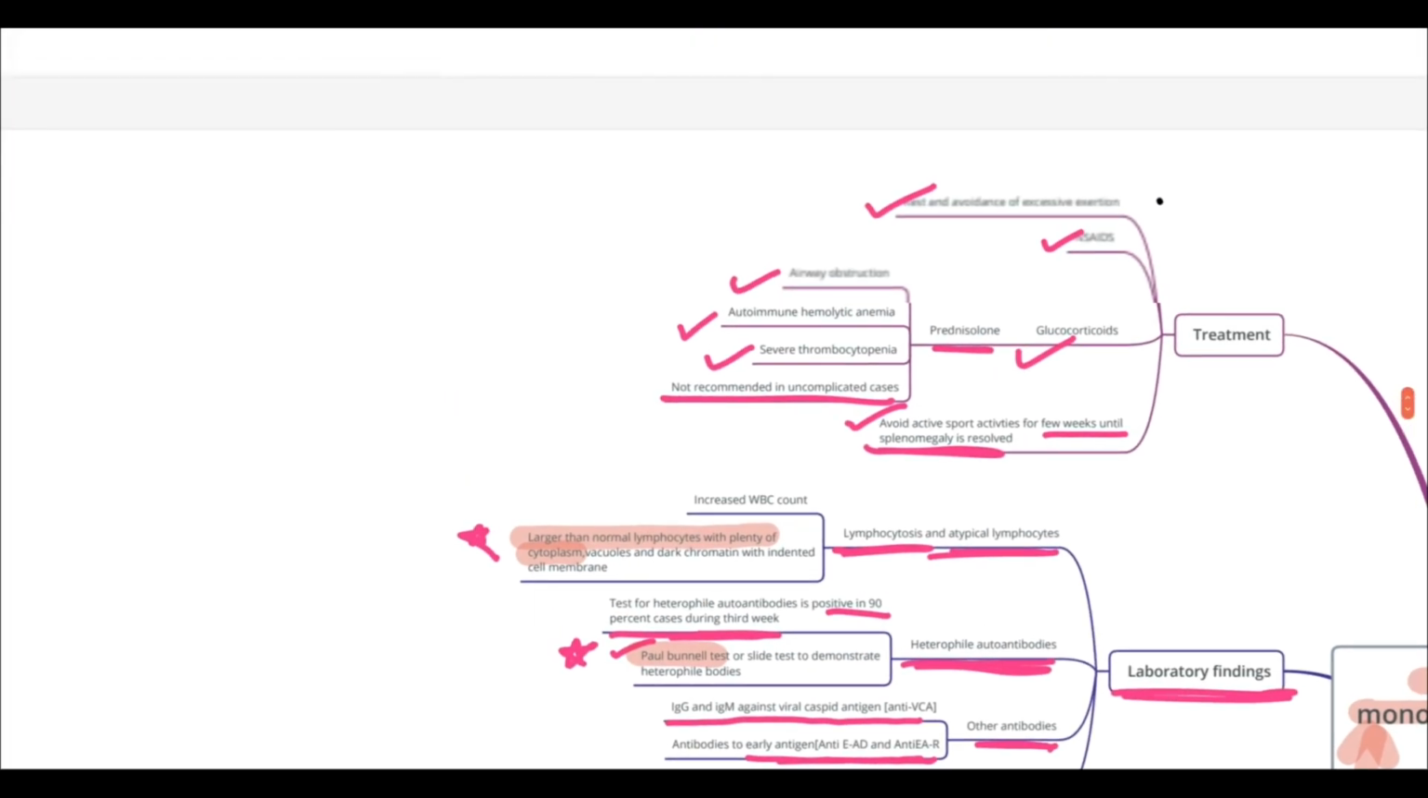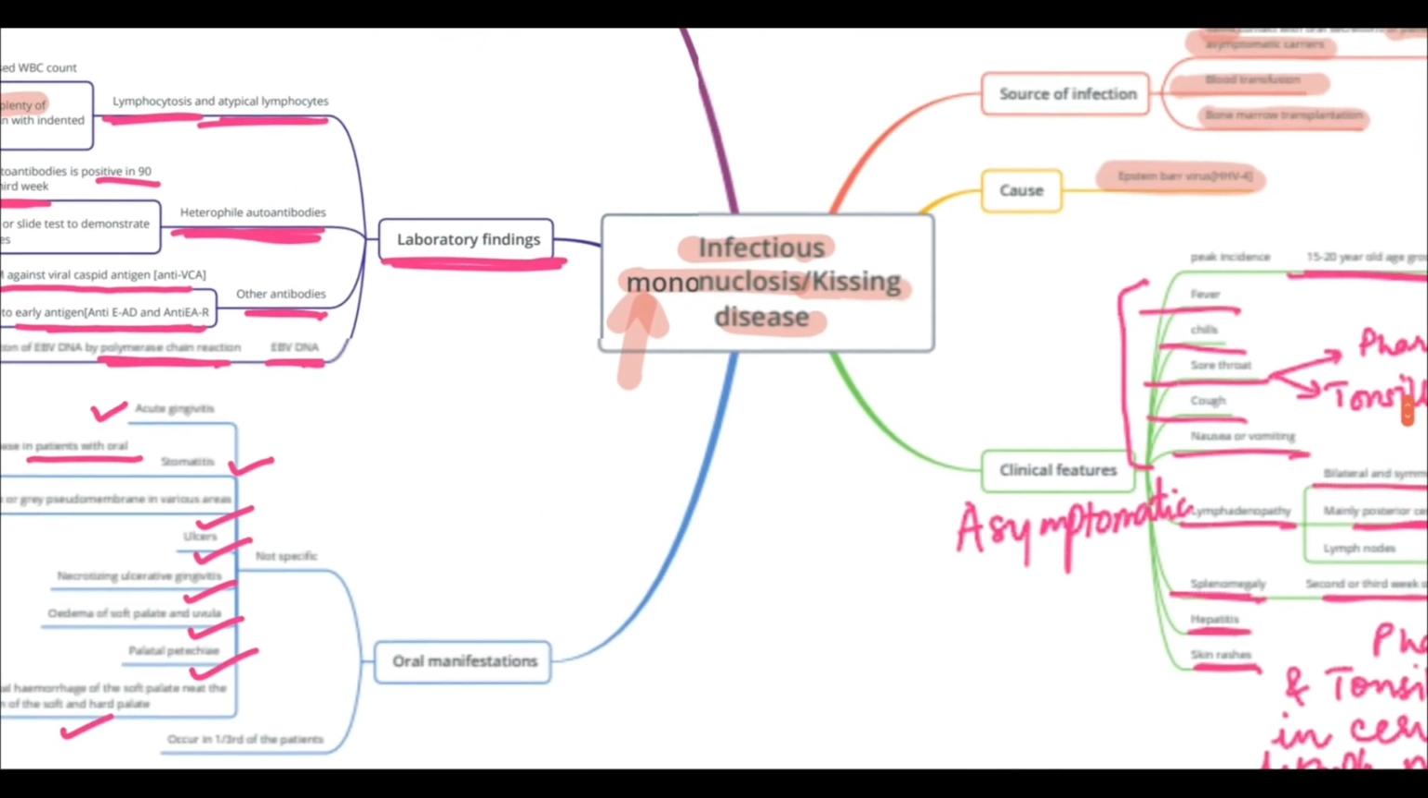Then we came to the treatment. You just have to ask the patient to simply rest, not play any physical sport. You can give NSAIDs, and if there is a severe complication, you could give glucocorticoids. So that's it about this topic.